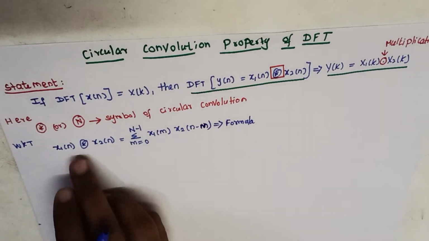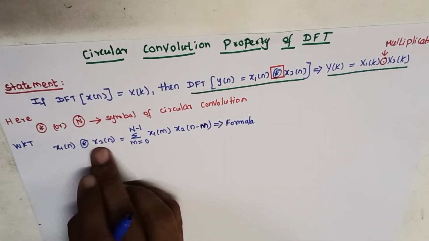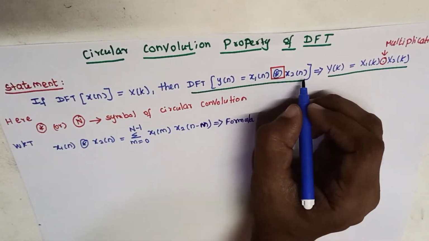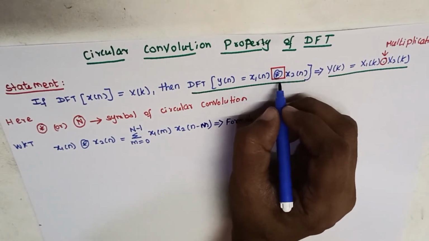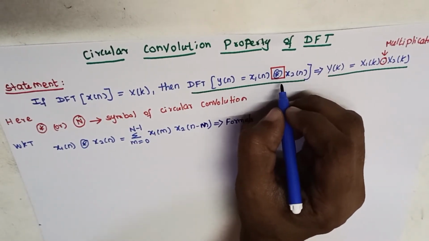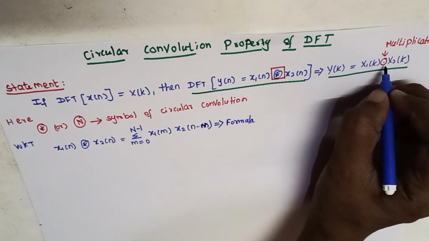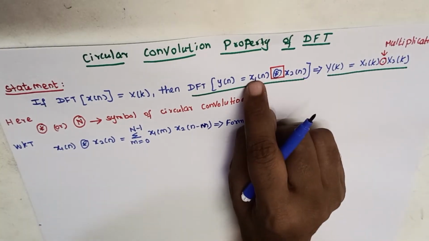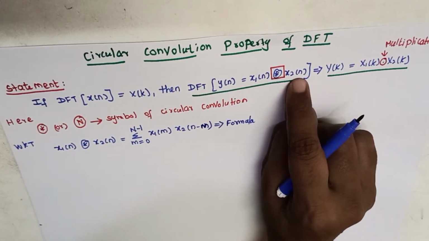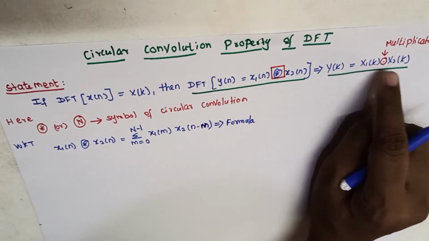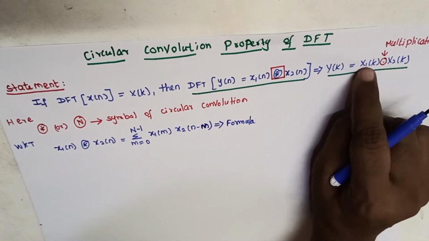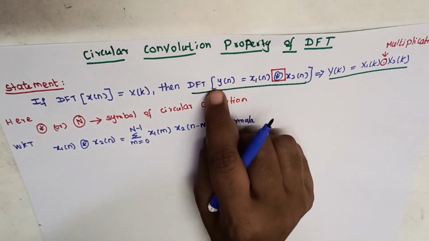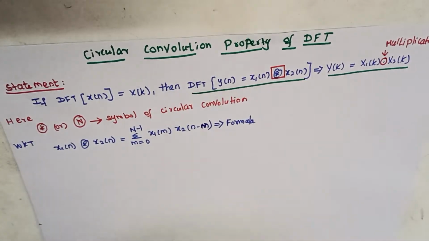Okay. Now, if the same circular convolution is performed using DFT, if I take DFT of x1 of n circular convoluted with x2 of n, this circular convolution operation, which is very complex, is now being converted into a very simple mathematical operation called multiplication. That is, we are going to take the DFT of x1 of n and then the DFT of x2 of n. We will get x1 of k and x2 of k. Simply we are going to multiply these two. We will get the result and take IDFT of this resultant sequence. We will get the result of circular convolution.